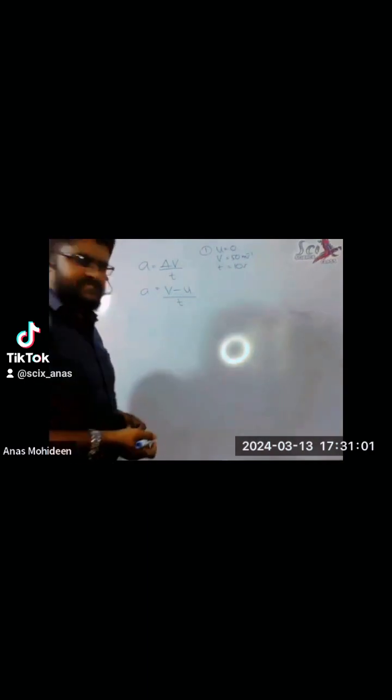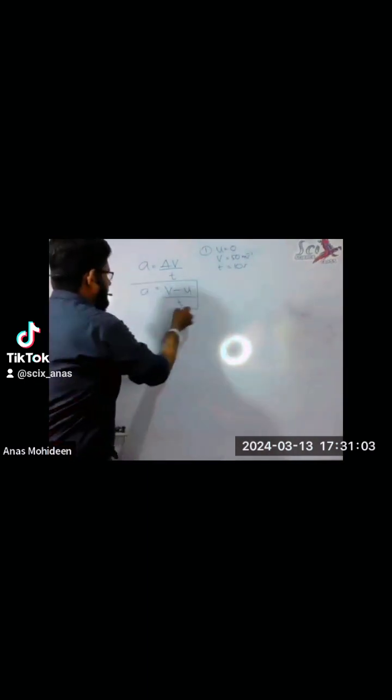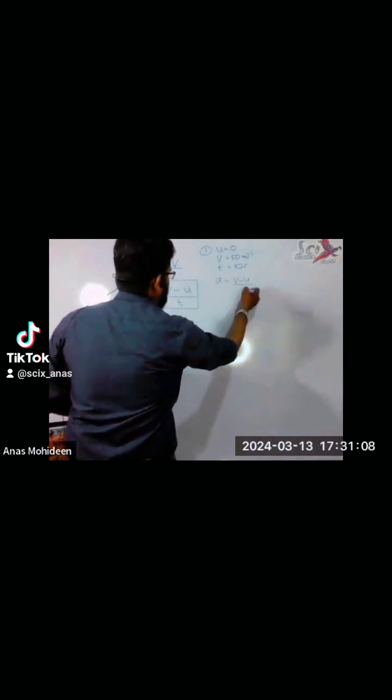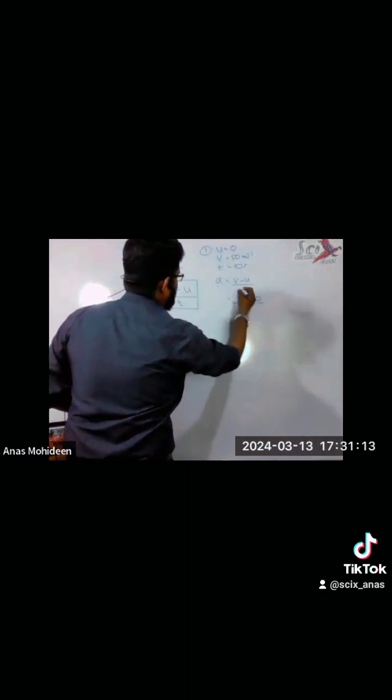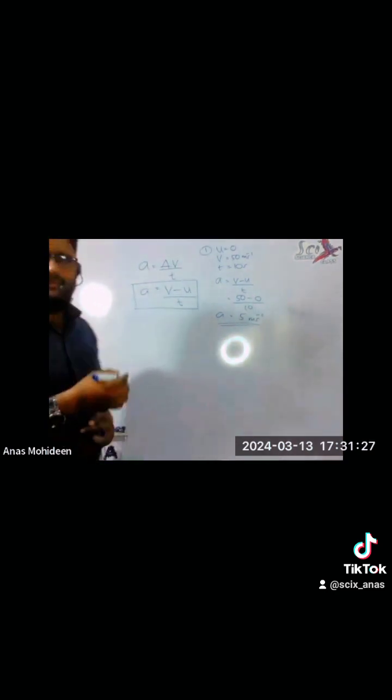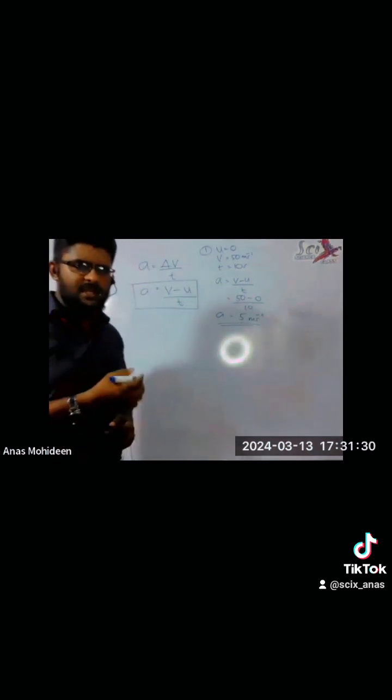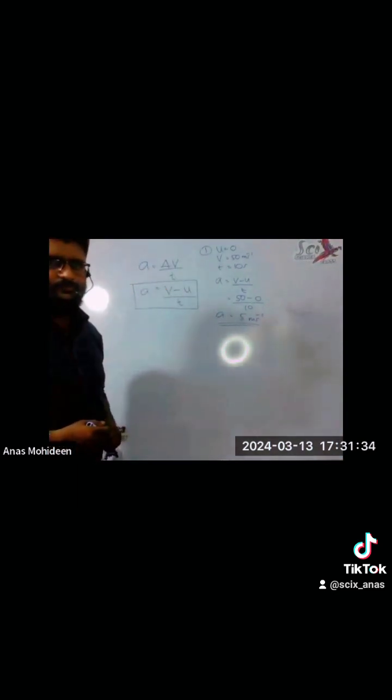So how do we find out the acceleration? This is the formula that we are applying here. A equals v minus u over t. Final velocity is 50 minus 0 divided by the time taken, it's 10 seconds. So 50 minus 0, 50 over 10, it is 5. And since it is acceleration, it should be ms minus 2. So acceleration equals 5 ms minus 2. So this is the answer for the first question.